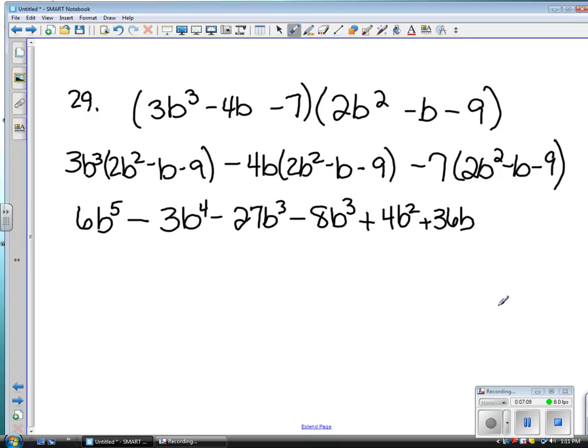Everybody see again what I did without expanding it? And again, if you still need to expand it, expand it. There's nothing wrong with doing the extra step. Again, this is a negative 7, so this is minus 14b squared plus 7b plus 63. I'm going to write him right there.